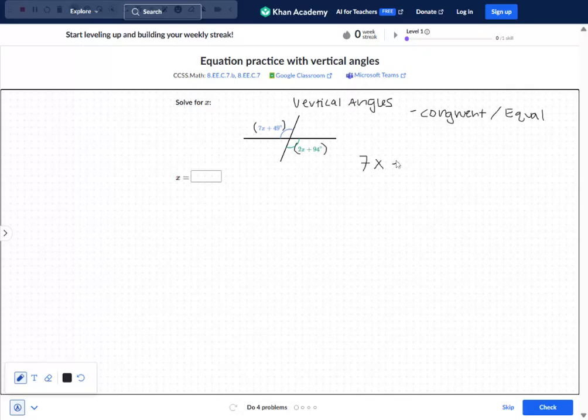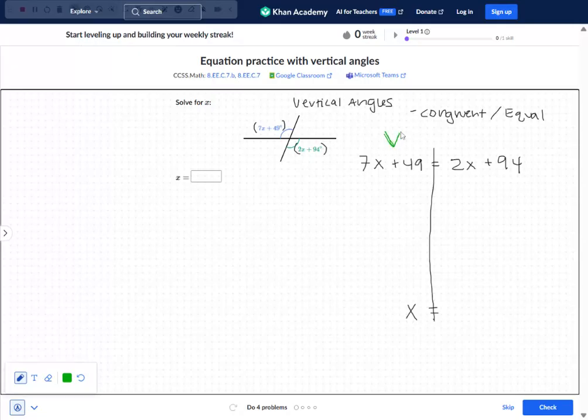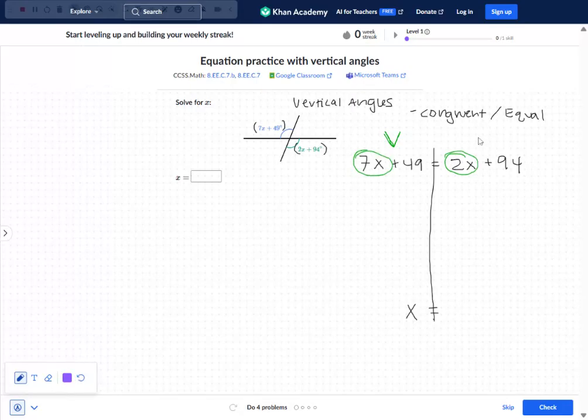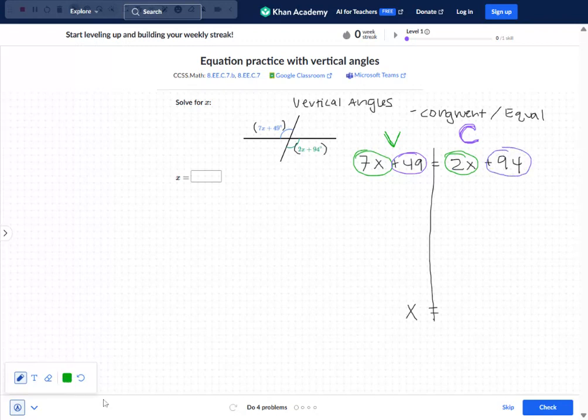We're going to do 7x plus 49 equals 2x plus 94. Now we're solving for x, so our goal is to have x equals something. We've got to draw our line through the equal sign, keep it consistent. If you remember from Integrated Math A, we split this up. We have variables on one side, so I'm going to highlight the variables in one color. Then we want the constants on the other side, so constants are going to be another color. Our goal is to have all the greens on one side and all of the purples, or whatever color you choose, on the other side.